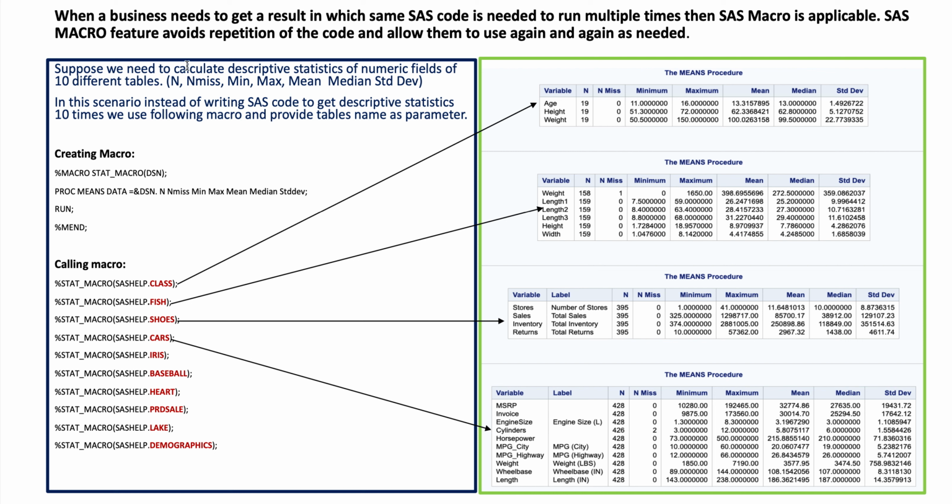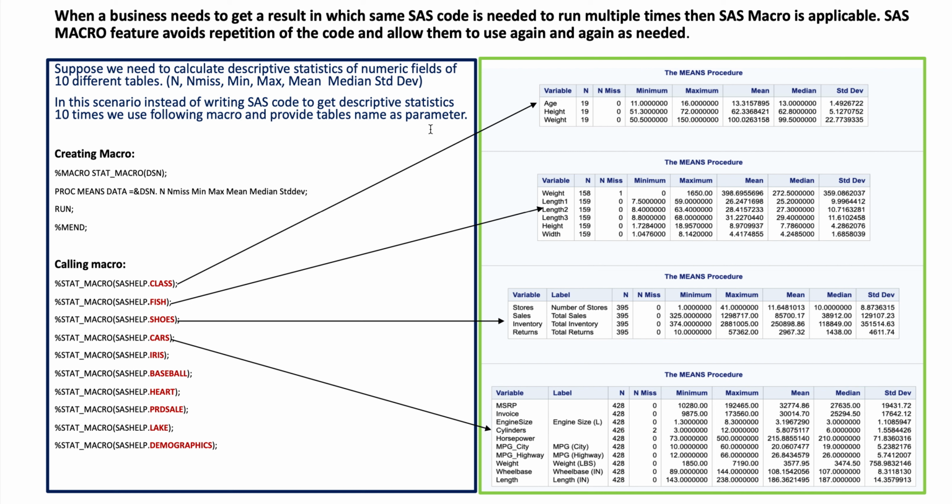Suppose we need to calculate descriptive statistics of a numeric field of 10 different tables. Suppose we are going to calculate the number of records, number of missing records, minimum value, maximum value, mean value, median value, and standard deviation. In this scenario, instead of writing the SAS code to get descriptive statistics 10 times, we use the following macro and provide the table's name as a parameter.